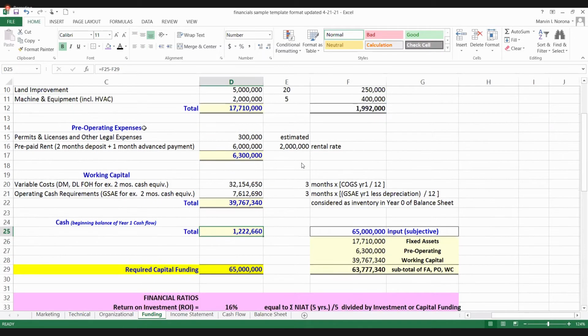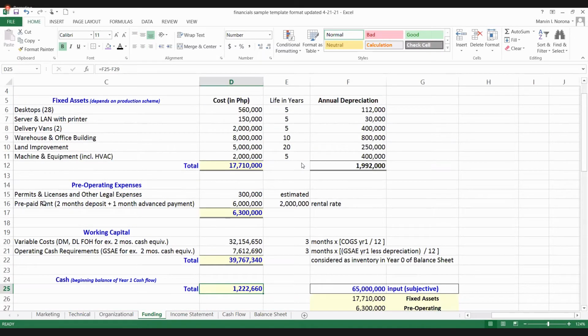Okay. So yung example, binago ko, nilagay ko yung prepaid rent. Nandito. Example, 2 million lang. Ito, assume to. So you can have this as rental rate assumption. So, para medyo kayo, guided kayo.